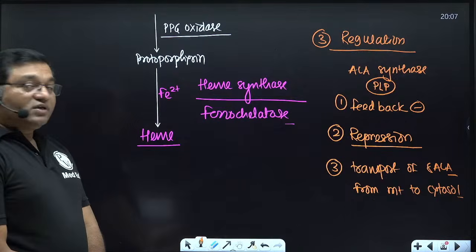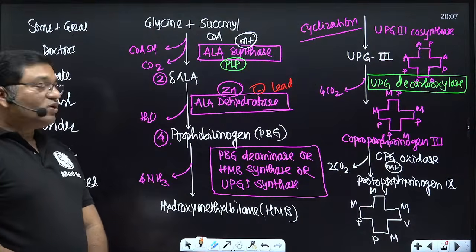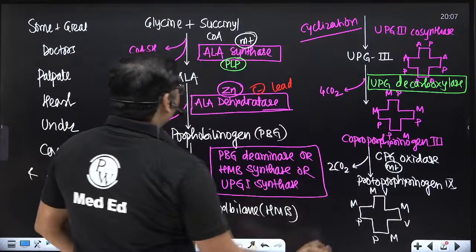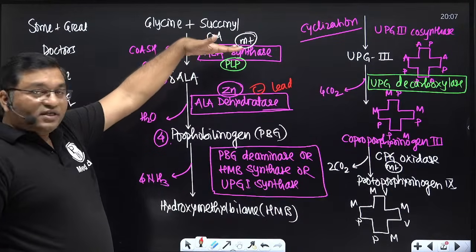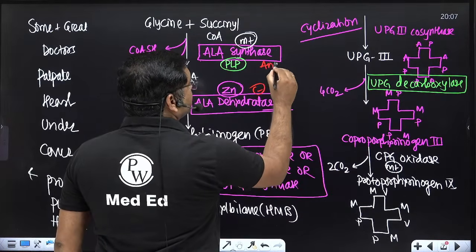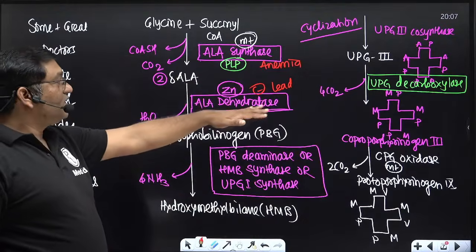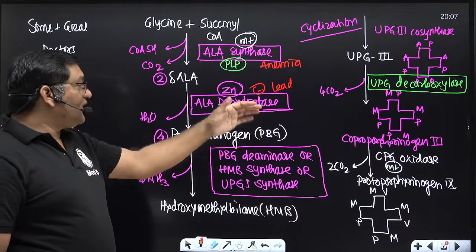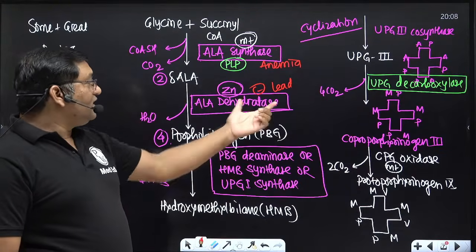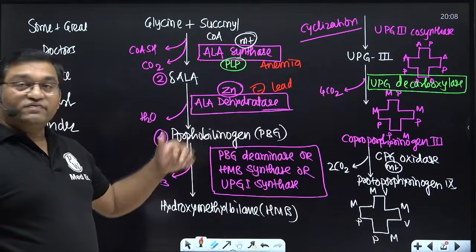Now the disorders and how to remember the disorders. There are a lot of disorders which are known as porphyrias. ALA synthase defect causes anemia, known as X-linked sideroblastic anemia. Lead toxicity also causes anemia, and it can cause abdominal pain and neuropsychiatric manifestations because lead inhibits two enzymes: ALA dehydratase and heme synthase, that is ferrochelatase.